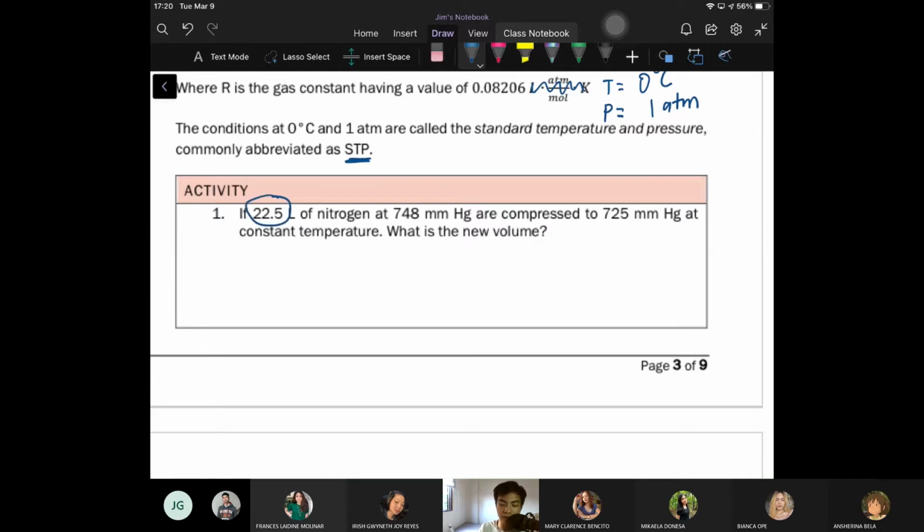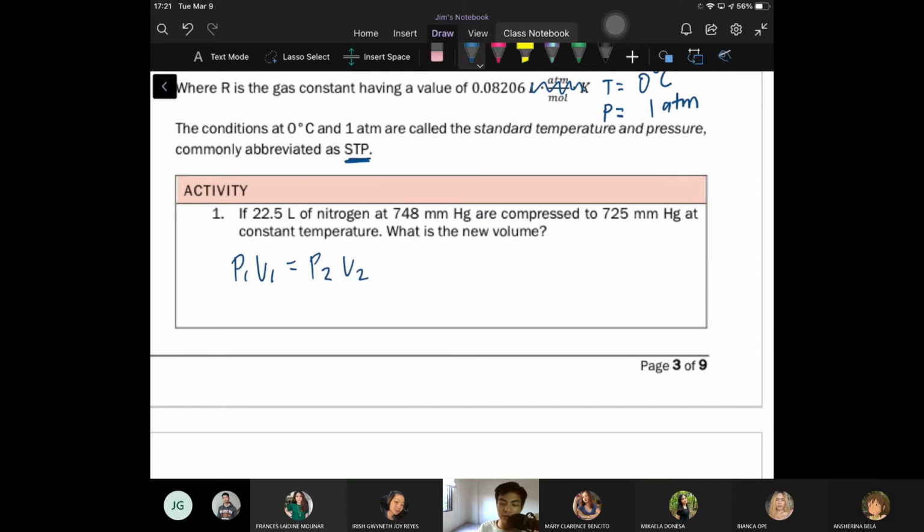May initial volume tayo ng gas. Sabi dyan 22.5. Yan yung initial volume ng gas. At ito yung initial pressure. Ang final state natin, makikita mo yon sa keyword na 2. Ibig sabihin nun, going to the final state. The final pressure is this. Hinahanap ang final volume. So ano yung mga given natin? We have the pressure and the volume. That's why we have to use the Boyle's law. Okay? So according to Boyle's law, P1V1 equals P2V2.